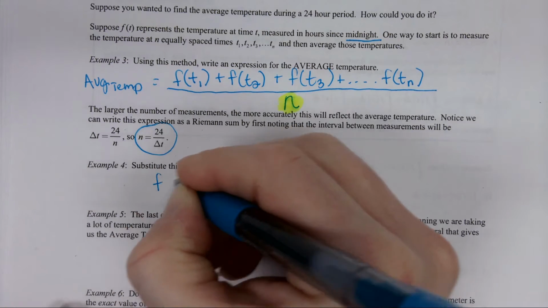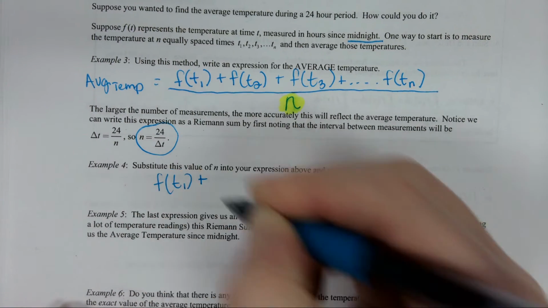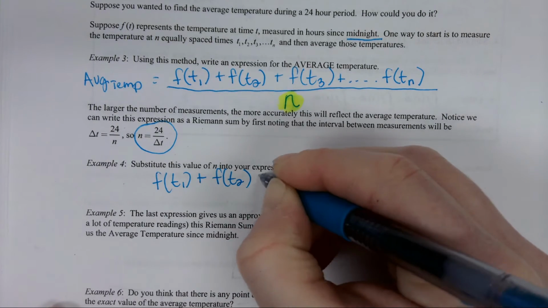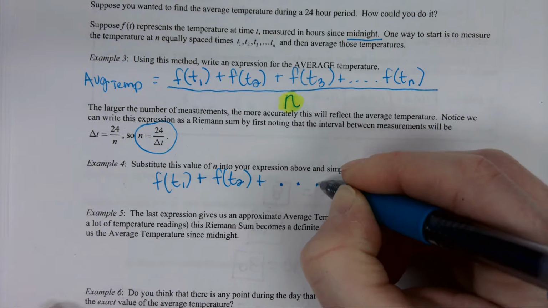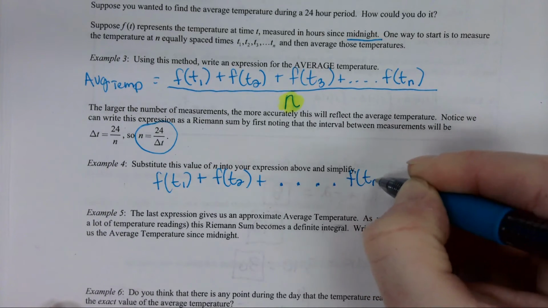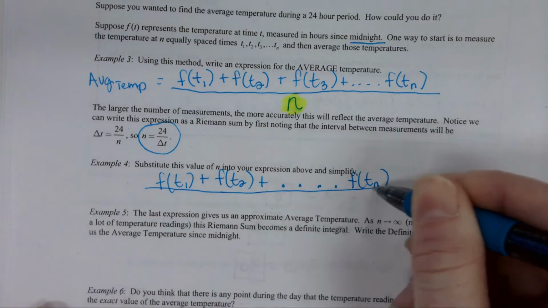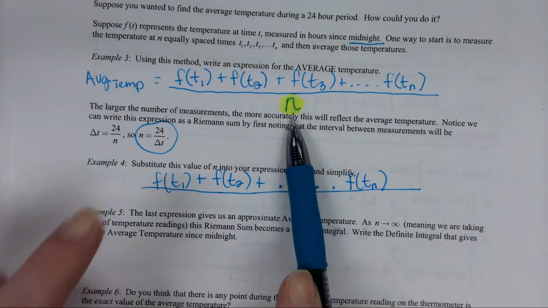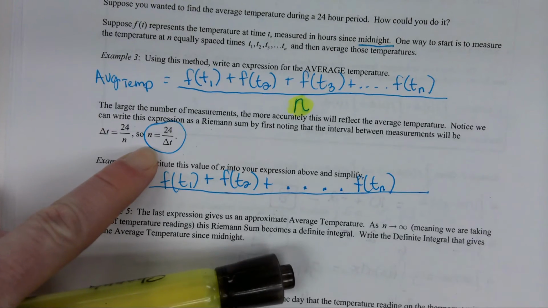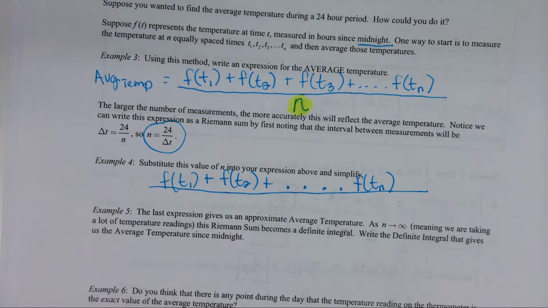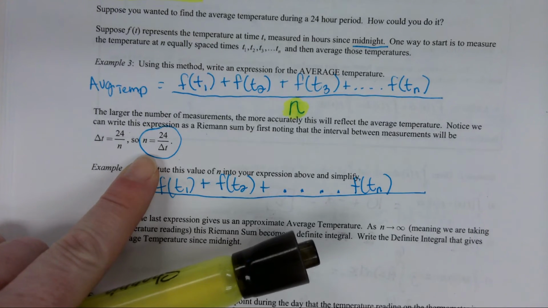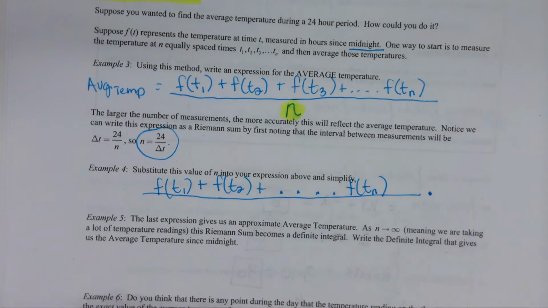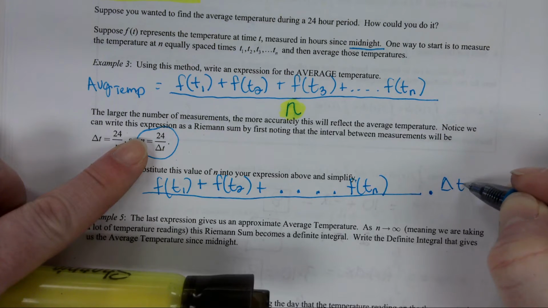Let's write it now. f of t sub 1 plus f of t sub 2 plus, can I just do this? f of t sub n. And let's see if you can go back to middle school. If I'm dividing by 24 over delta t, that's the same thing as multiplying by its reciprocal, agreed? So I'm going to then at the end write times delta t over 24.